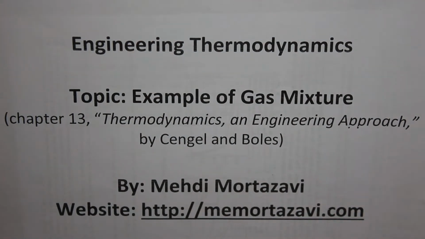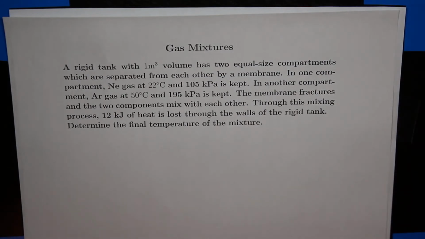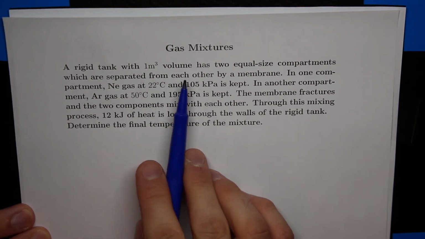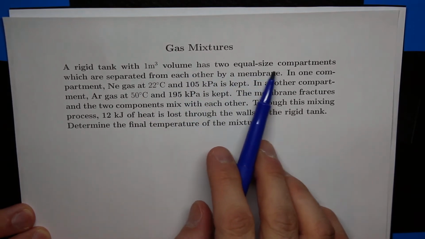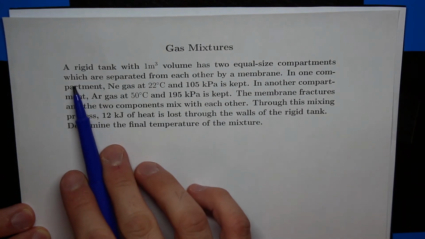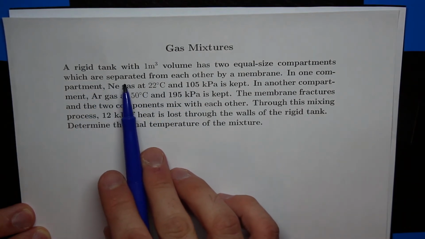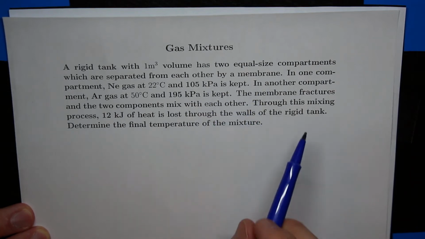Okay, now let's do one example from the gas mixture. In this example, we have a rigid tank with a given volume, which is 1 meter cube, and this tank has two equal sized compartments, and those compartments are separated from each other with a membrane.